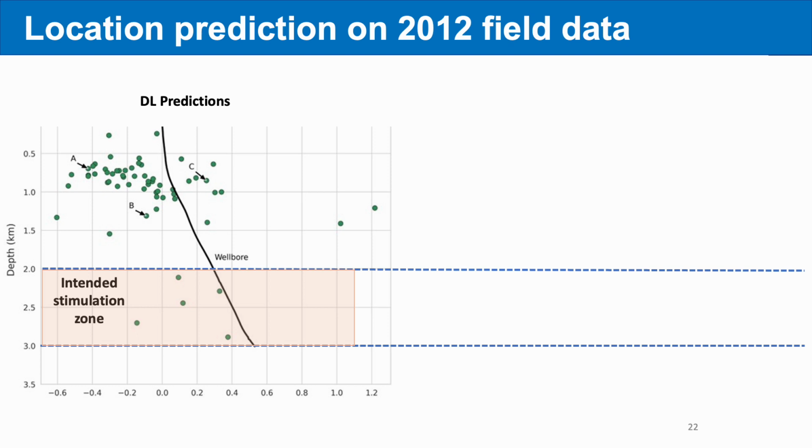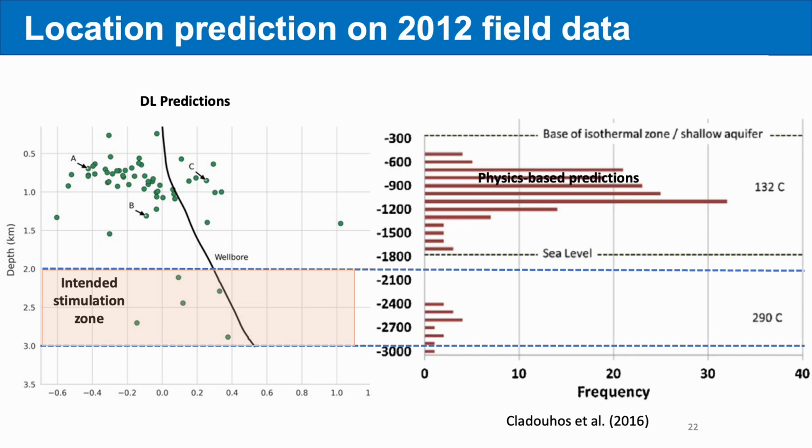Next, let's look at the results from the field data set. As you can see here, we predict all these green dots above the stimulation zone. The stimulation zone is about 2 to 3 kilometers. So we ask the question, what happened here? And then we go to the previous results from the physics-based prediction. We can see some consistency in the source distribution. The reason is actually casing leakage. That's why the micro-earthquakes propagated above the stimulation zone.